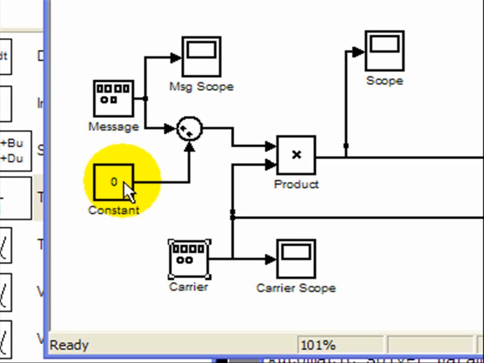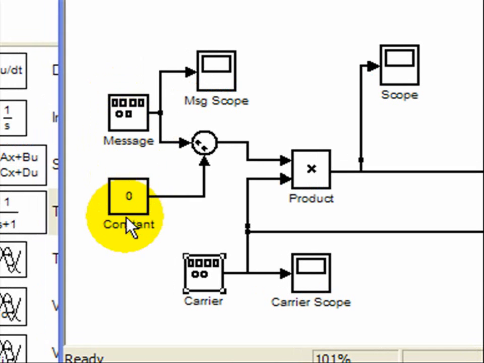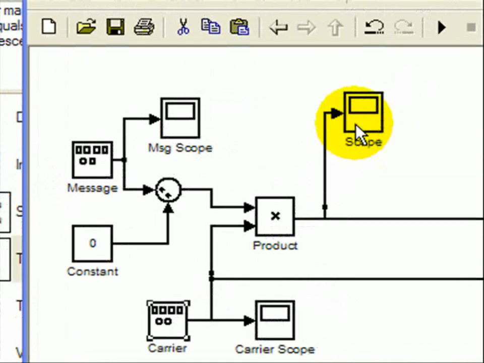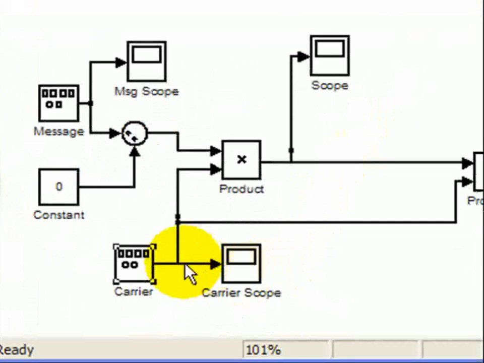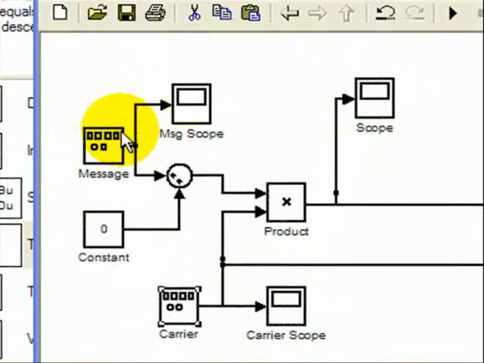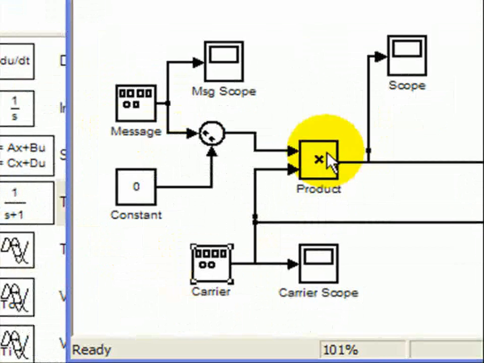Here we have a carrier, a constant, and a message. Basically, the constant moves the signal up or down. The constant is also known as a bias. We're going to multiply this message signal with this carrier through this multiplier. And I have scopes to see the outputs of each of these signals coming out of these signal generators and from this modulator or product block.